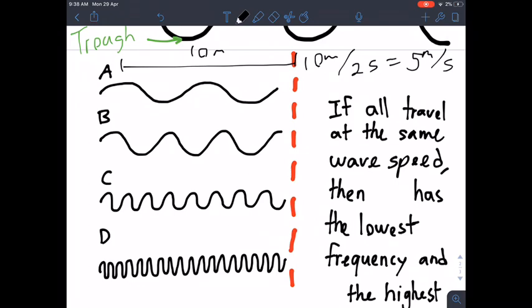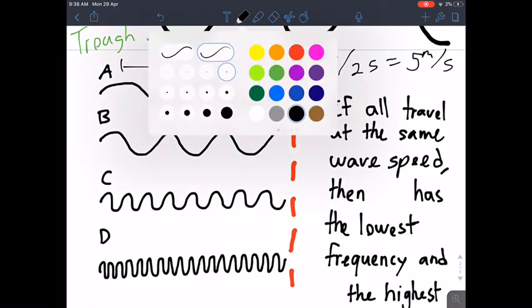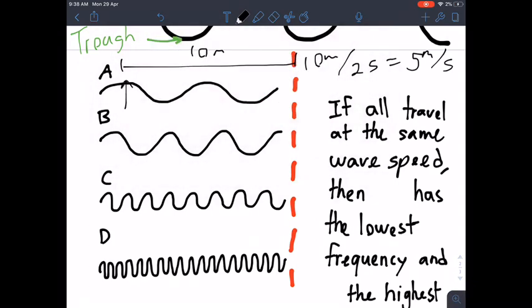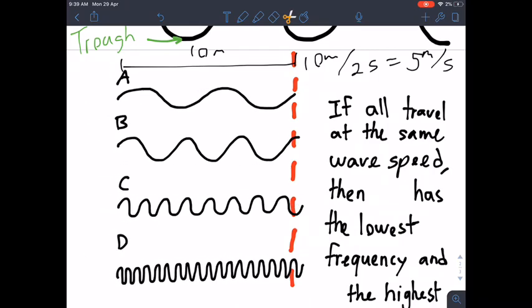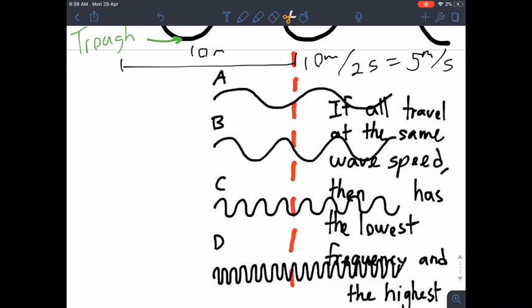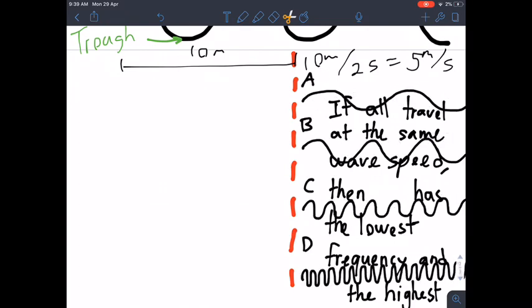On the other hand, the frequency is how fast waves are generated. It's basically how fast is the vibration up and down that is causing these waves. If we want to measure frequency, we measure it by looking at how many waves pass a certain point, in this case the red dotted line, each second. So again, we're going to move all these waves at the same speed, and we're going to think about which one has the highest frequency.